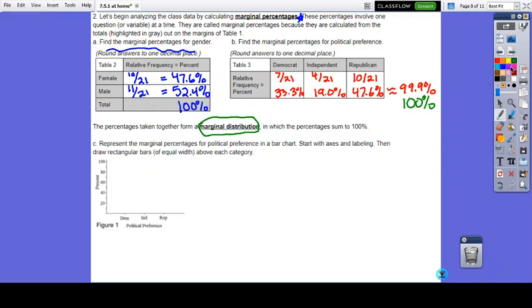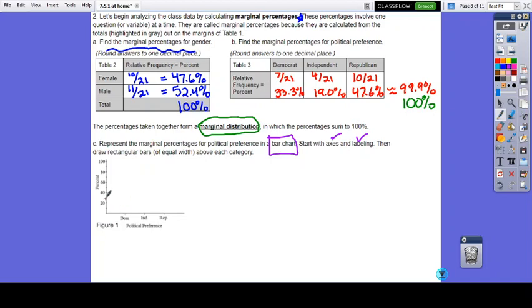Represent the marginal percentages for political preference in a bar chart. So now we're working on something completely different, a bar chart. Start with axes and labeling. This one's actually done for you. The axes are given to you: political preference, Democrat, Independent, Republican, and then percent, and there are numbers given to you there. So the axes and labeling are done. This is teaching you how to do a bar chart. Then draw rectangular bars of equal width above each category. So if we look at Democrats, we're looking at 33.3%.